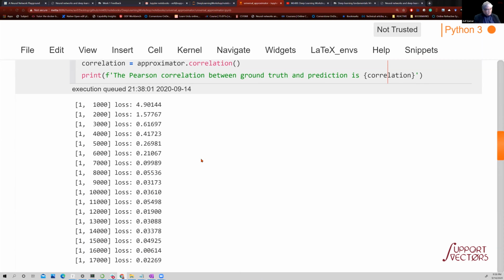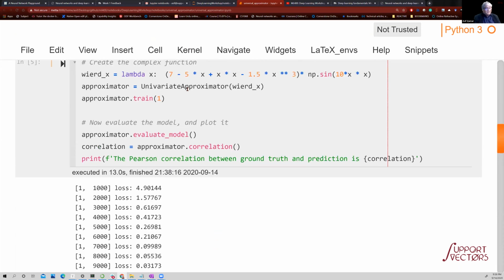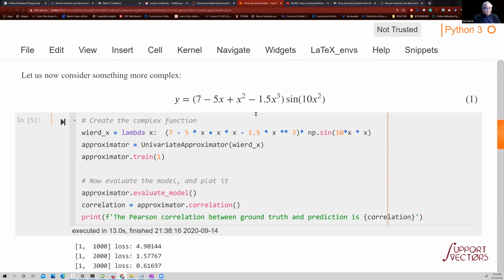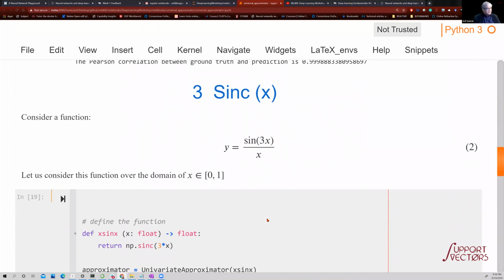Oh, I didn't plot the figure, but you can plot the figure. I'll leave that to you to plot it. 99.98% accuracy. Well, pretty good, you know. Imagine writing some very strange function like this, and then having a neural network approximate it, generating data from this. I took another one, a sinc function.